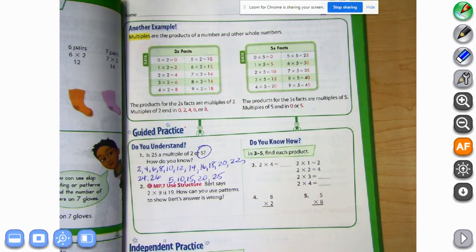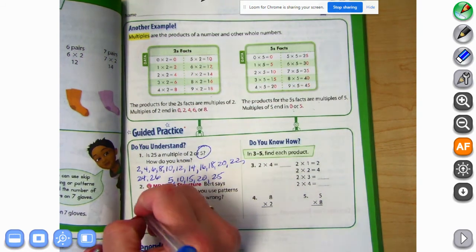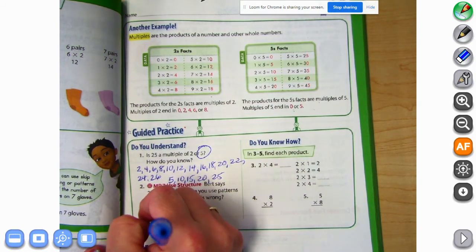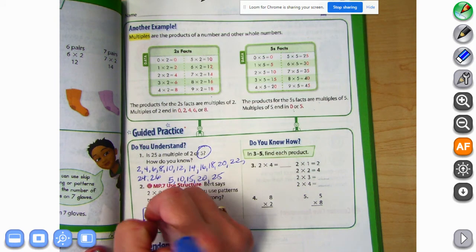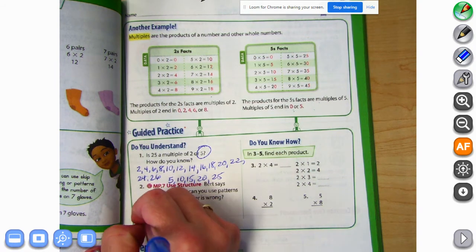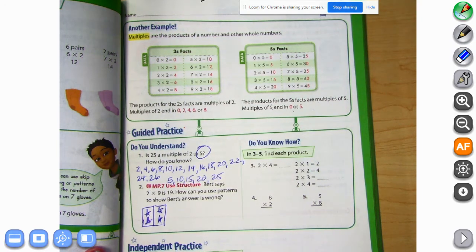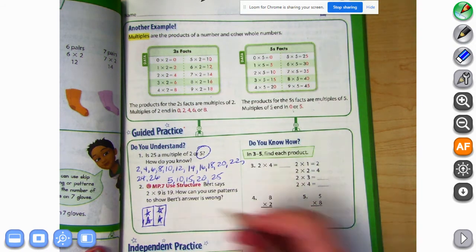Okay, because we did the multiplication together. Not a lot of room on that one. Number 2. Bert says 2 times 9 is 19. How can you use patterns to show Bert's answer is wrong? Okay, so if we have 2 groups of 2, now we have 4.